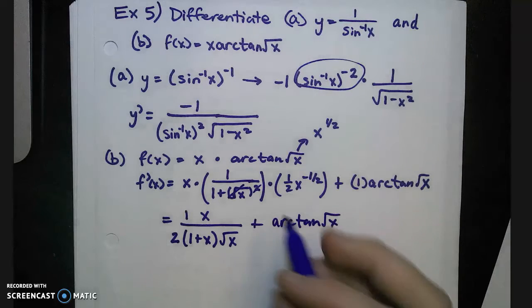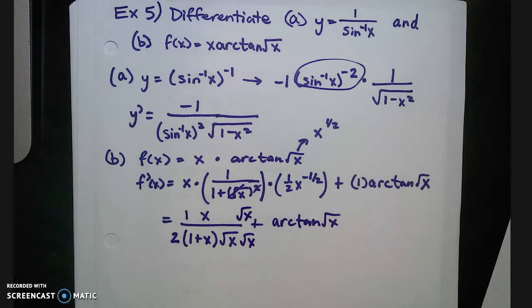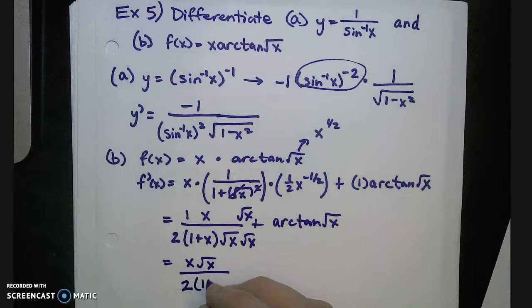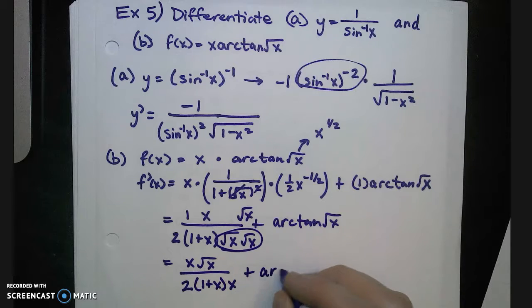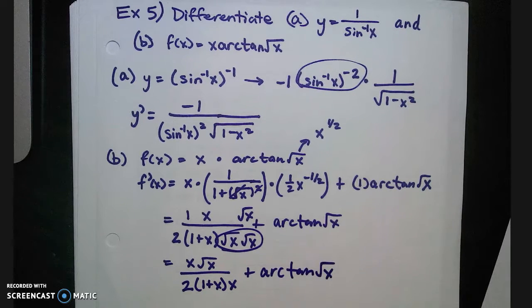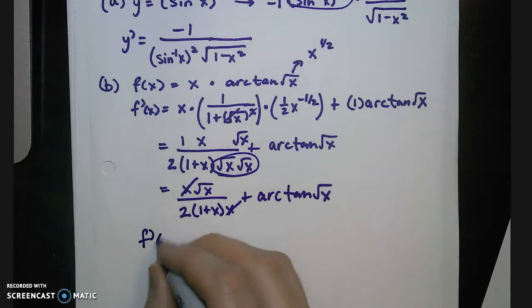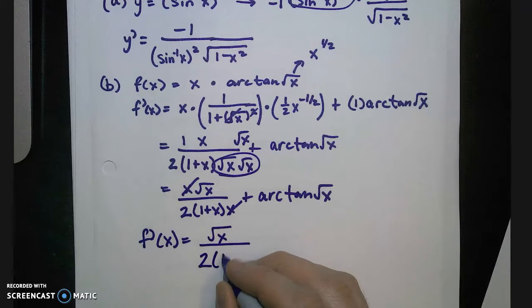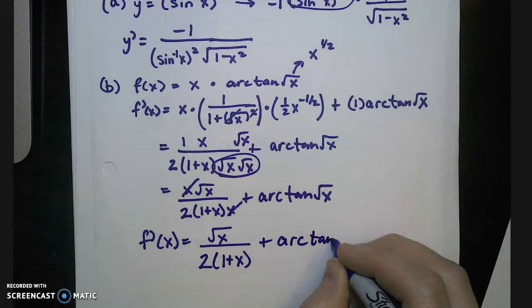And then one more thing to clean it up is to get rid of your radical on the bottom. So if you put a radical on top and on bottom, that would give me x rad x over 2 times 1 plus x times x, because those would make x. And then lastly, we can cancel that extra x that we have. So my derivative is square root x over 2 times 1 plus x. You could distribute that if you want. Plus arctan rad x.